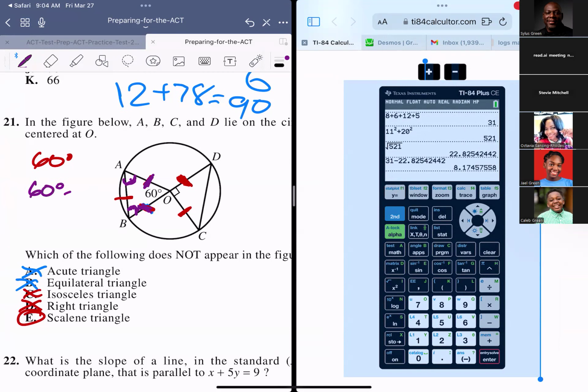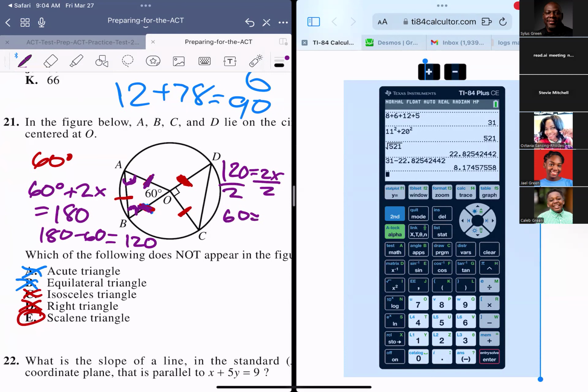And then 60 plus 2 times whatever the angles are, I'll just put x. You know all the angles add up to 180. So if we just solve for x, we are good. 180 minus 60, because you have to subtract 60 on both sides, equals 120. And your new equation is 120 equals 2x. If you divide by 2 on both sides, because you're multiplying by 2, you have to divide by 2 instead. That's 60 equals x. So that means this is 60, this is 60.